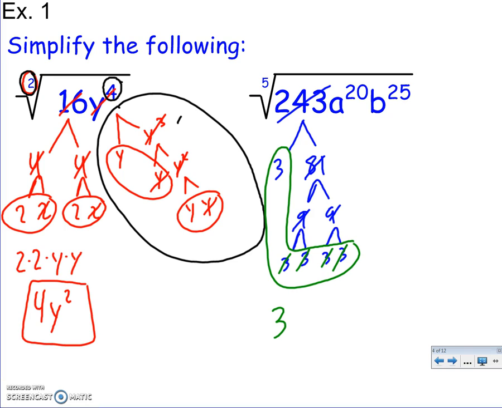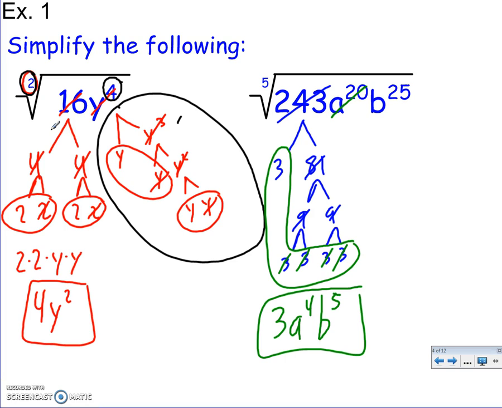a to the 20th. Instead of breaking it down to a times a to the 19th and a times a to the 18th, I'm going to say, well, 20 divided by 5 is 4. So a to the 4th goes outside, and that's gone. Now b to the 25th, well, 25 divided by 5 is 5. So I'm going to take this out. And that's my answer.